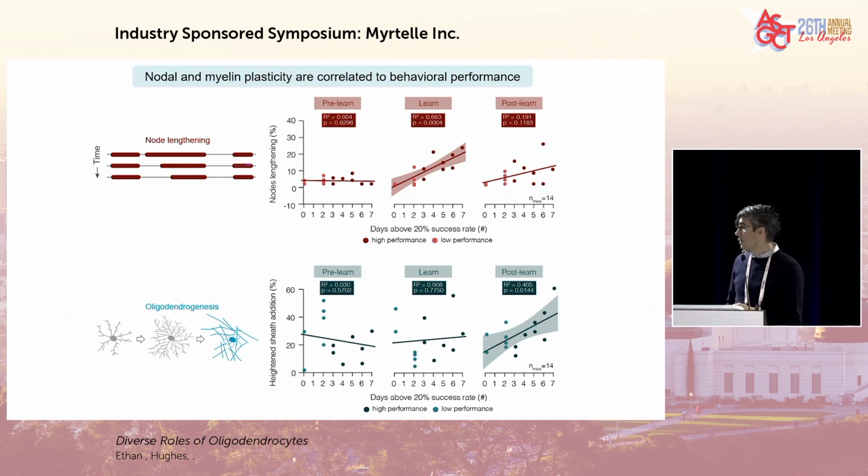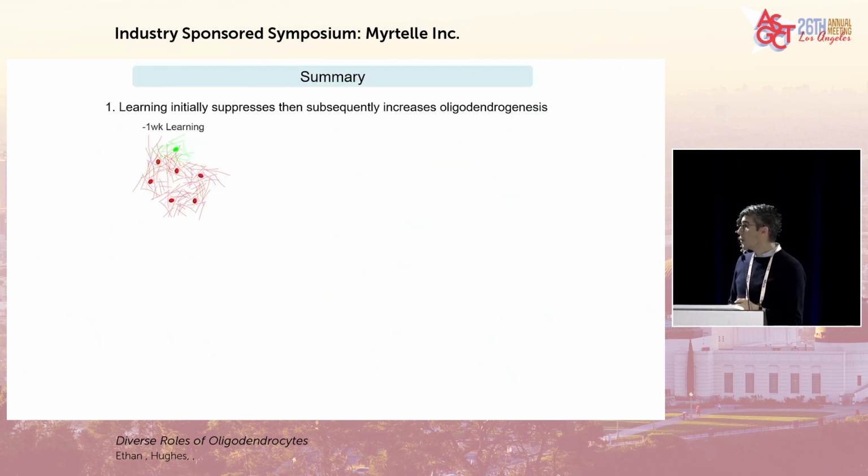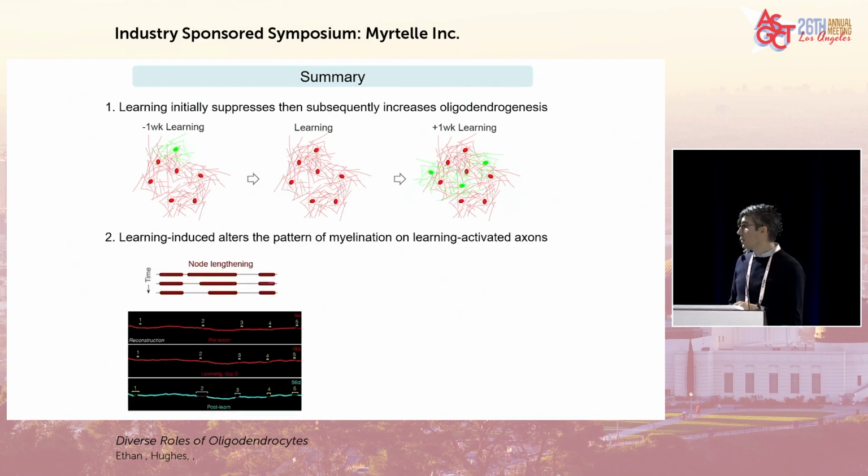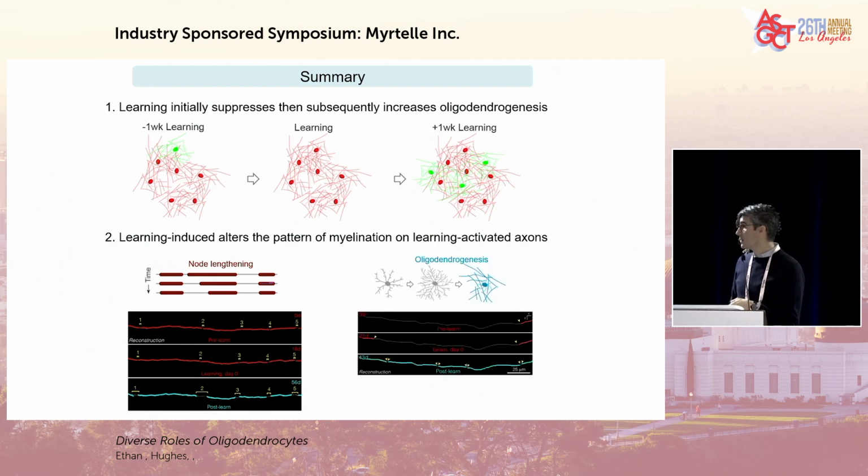So to summarize what I've told you today, motor learning itself in the healthy brain can modulate the dynamics of the formation of new oligodendrocytes. Furthermore, motor learning can modulate the pattern of myelination on specific neuronal axons, through both node lengthening as well as oligodendrogenesis. And in data I didn't have time to tell you about today, these axons are actually involved in the reach task itself. So it seems that this is an axon-specific, learning-induced plasticity along individual axons in the motor cortex.